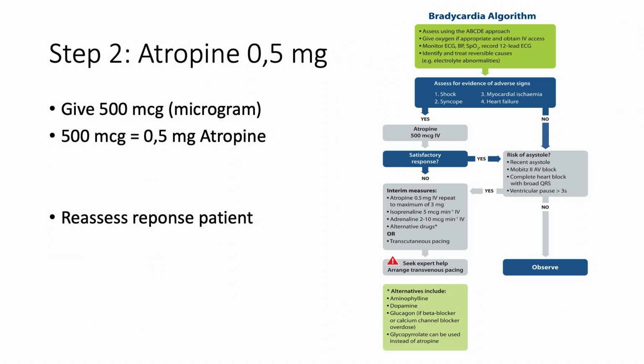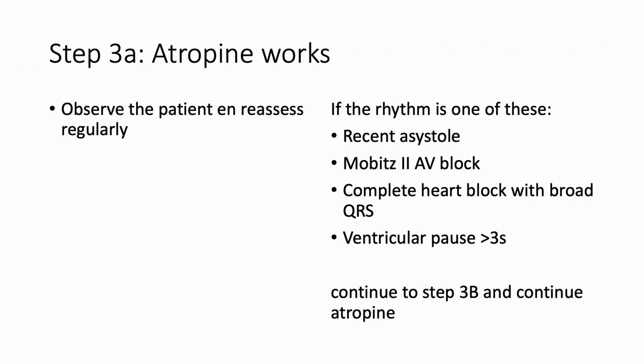Step 2. Atropine 0.5 milligrams. If the patient is stable and does not have any of the adverse signs, then you give 0.5 milligrams atropine. After this, you reassess the response of the patient. If the 0.5 milligrams atropine works, we proceed to step 3A. You observe the patient and reassess regularly.